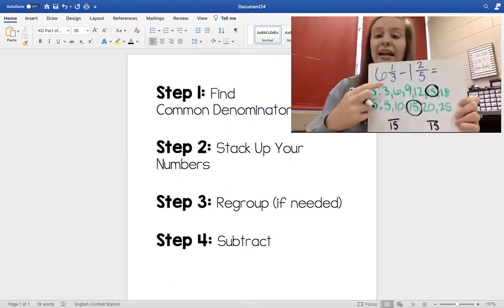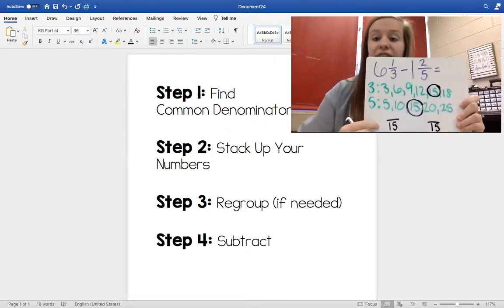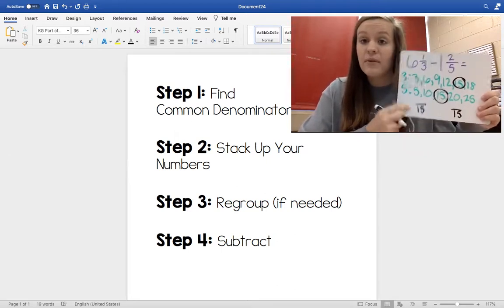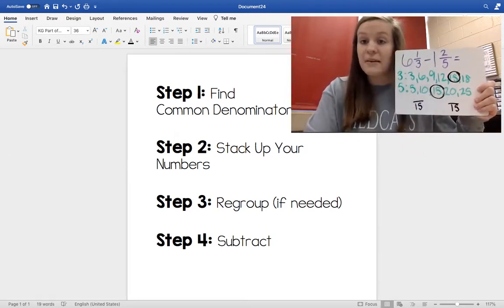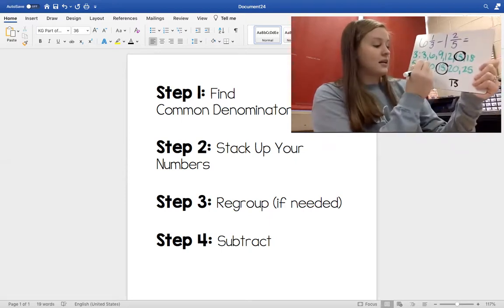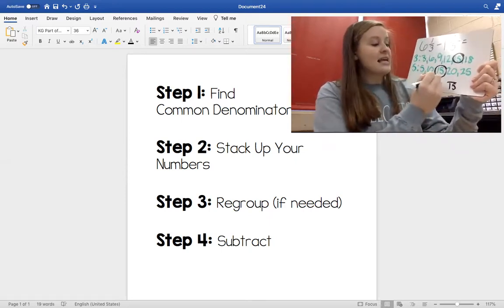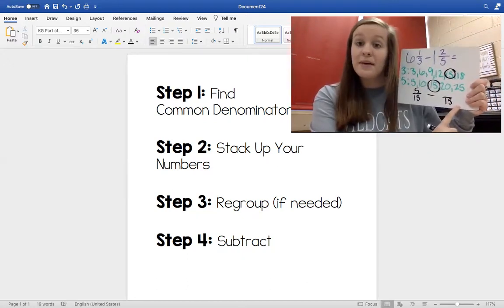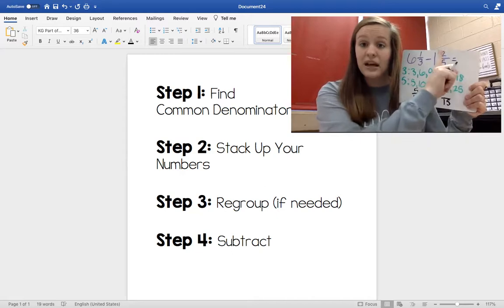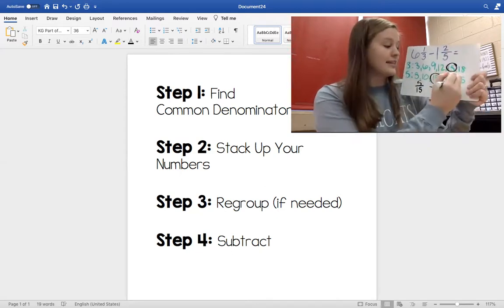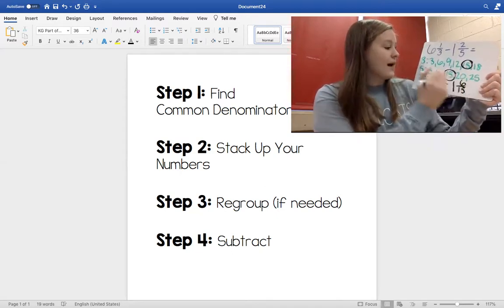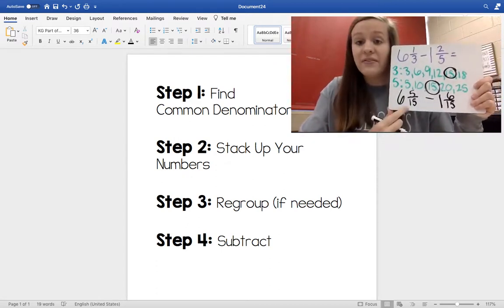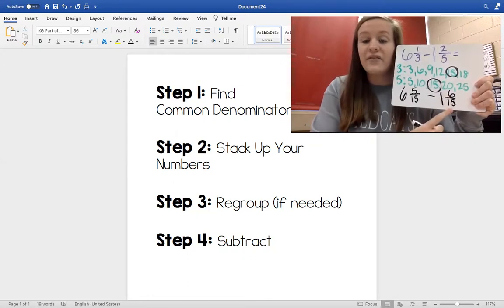Okay, so how did I get from 3 to 15? I multiplied by 5. So if I multiply by 5 on the bottom, what do I do to the top? Multiply by 5. And 1 times 5 is 5, okay? And then how did I get from 5 to 15? I multiplied by 3. So if I multiply by 3 on the bottom, I've got to multiply by 3 on the top. So 2 times 3 is 6. And now I can just write those whole numbers down. So I now have 6 5/15 minus 1 6/15.